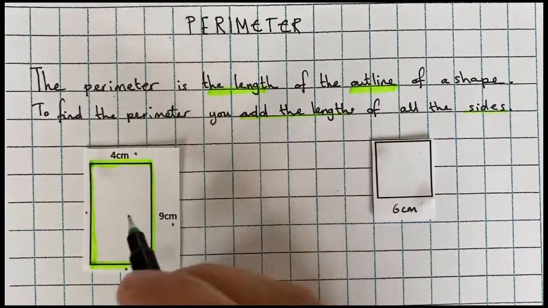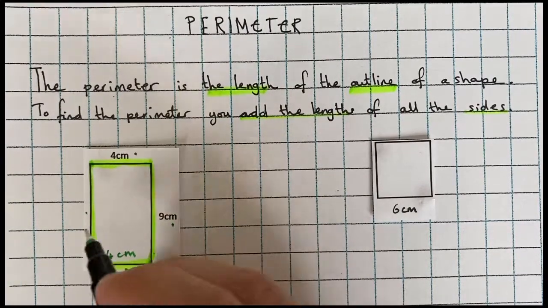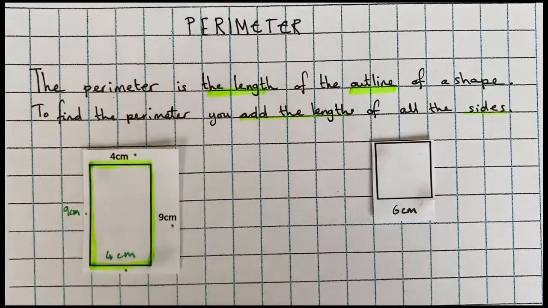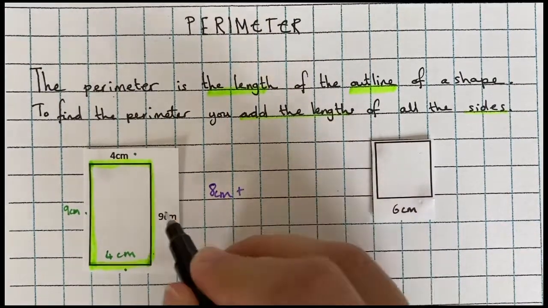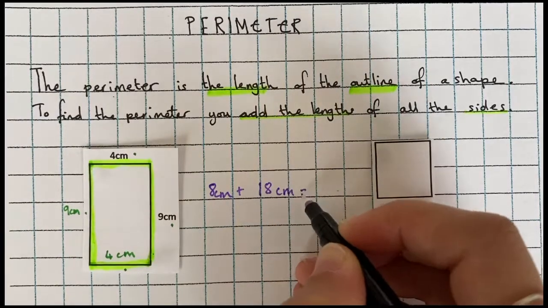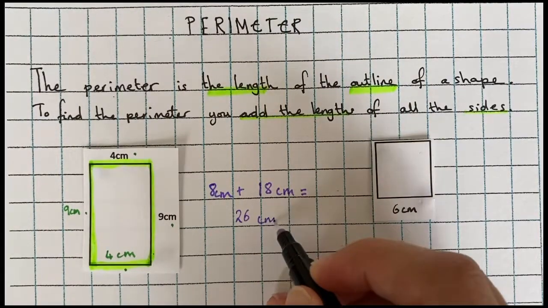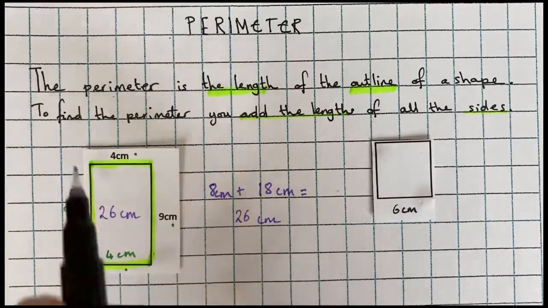Okay, so we know that one side is 4, so the opposite side is equal, and the opposite side of 9 is equal, so I'm going to write those in. And then I'm going to add them, so 4 add 4 equals 8, 9 add 9 equals 18, and then adding those together gives 26 centimetres.